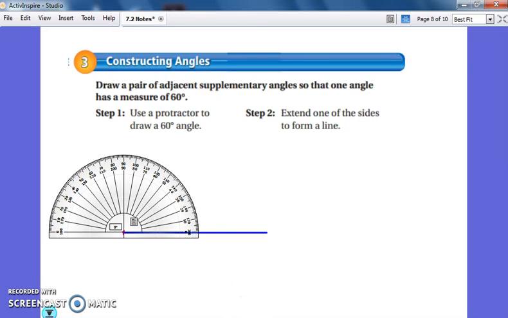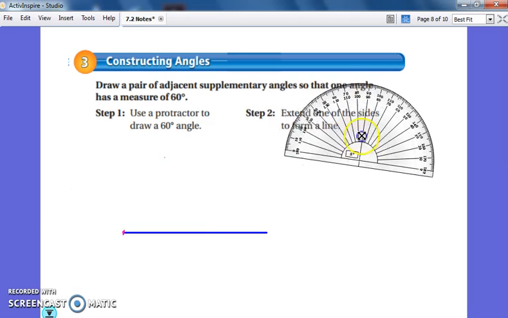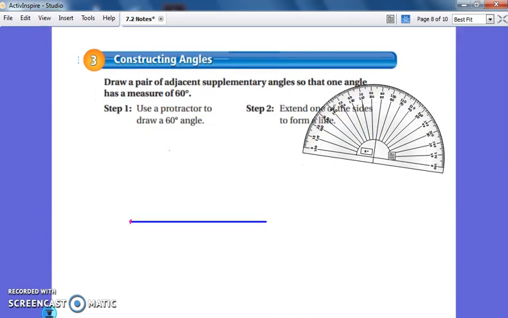Okay, and then I need to mark where my 60 degrees is. So start counting with the existing horizontal line that you drew. 10, 20, 30, 40, 50, 60. I put my dot there. That dot is going to help me connect the dots together to make my second line. So here I need a straight line. I'm going to connect my two dots together.